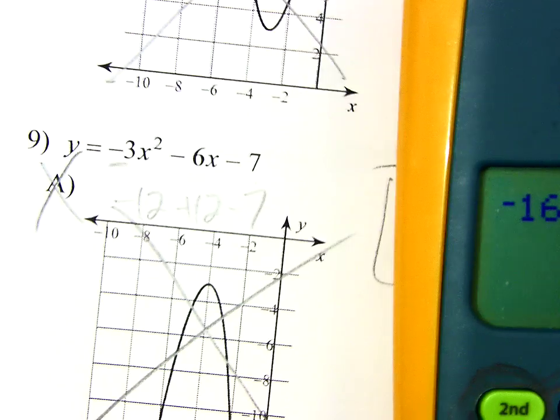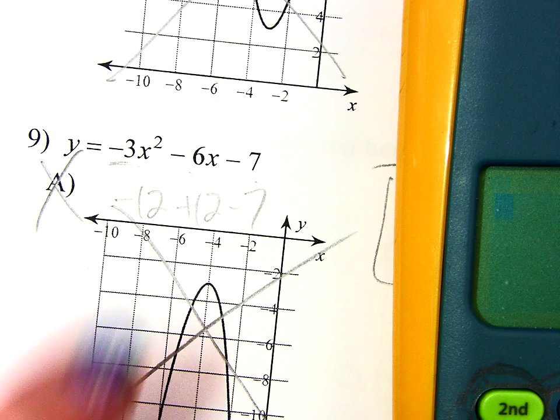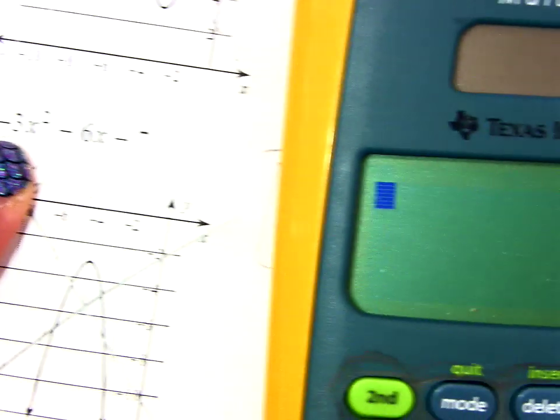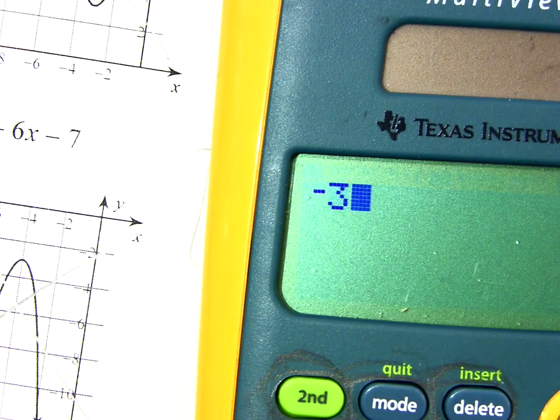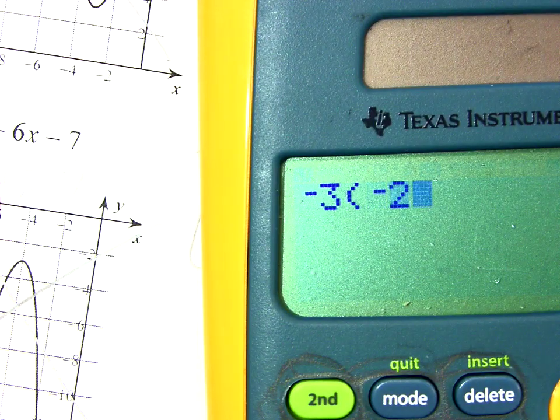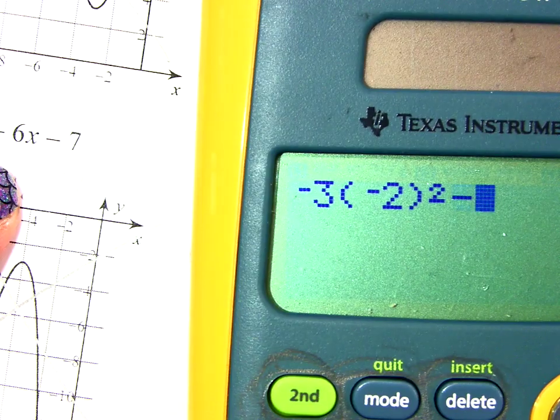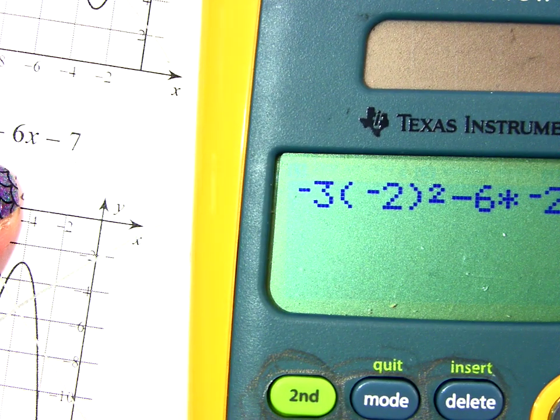Okay, so I'm going to plug this in. -3 times, so put it in parentheses. What am I plugging in? -2. -2, square it. -6 times -2, -7. Ta-da! And -7 is what came out.